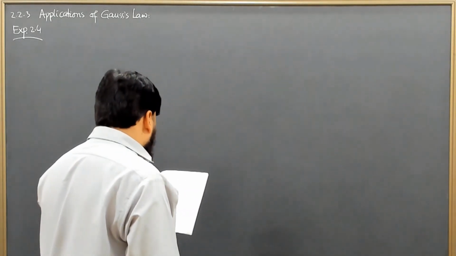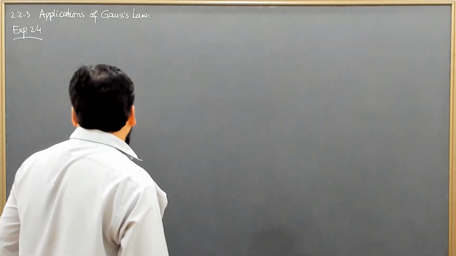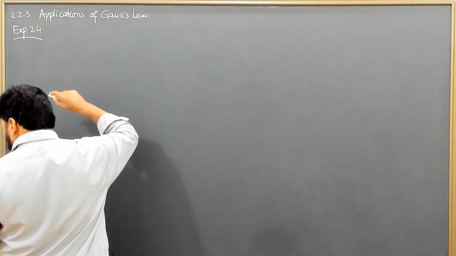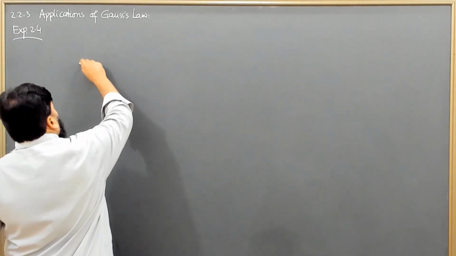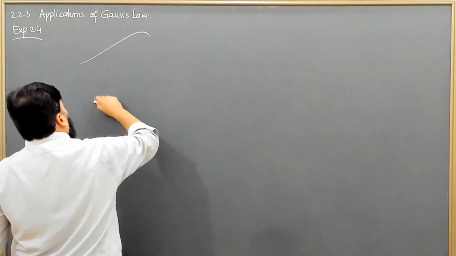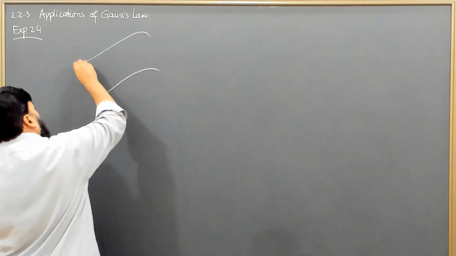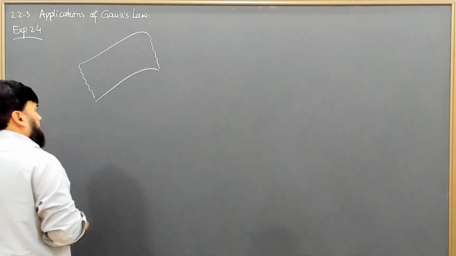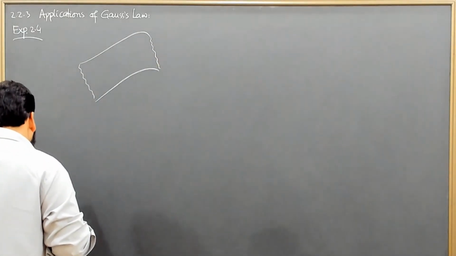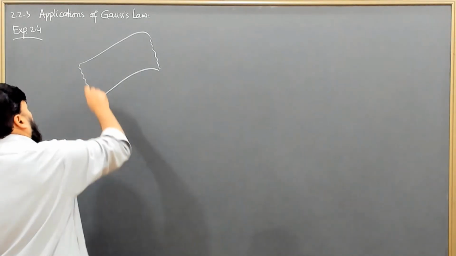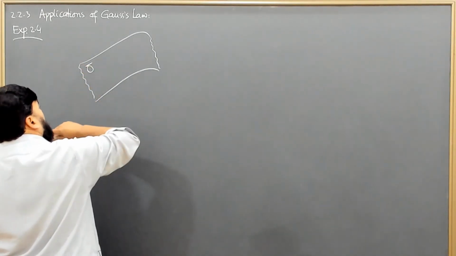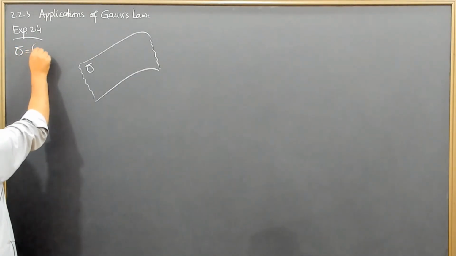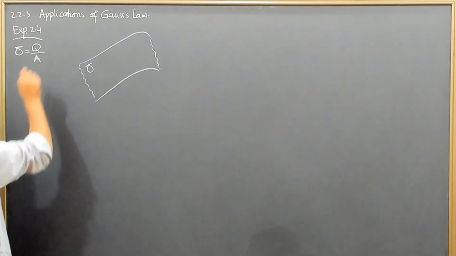So let me first draw the sheet here. Let's say this is an infinite sheet of charges. The ends will be somehow like this, and on this side as well. This is just to show that the ends are infinite along each side, and the surface charge on this sheet is sigma, such that sigma is equal to the charge per unit area.